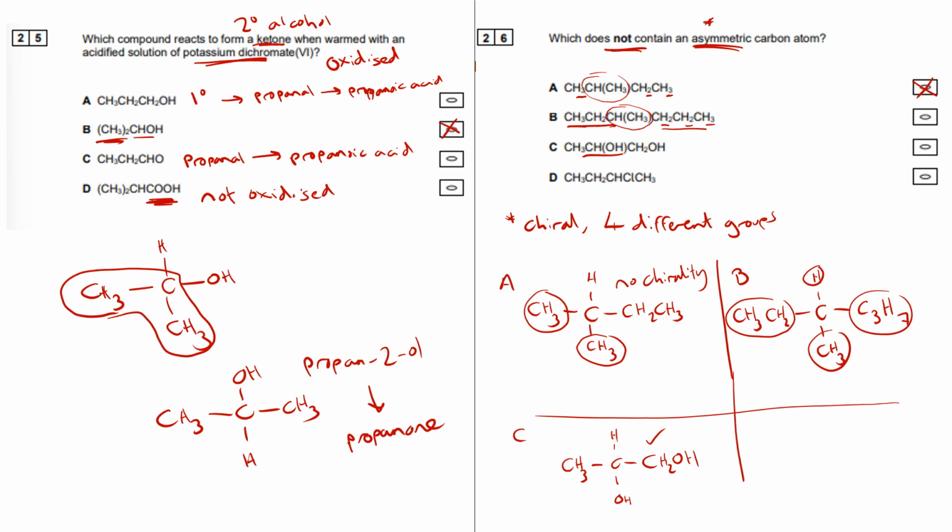And finally, compound D, you've got an H and a Cl, got CH3, and you have a CH2 CH3. So you have 4 different groups attached once again. So A is the only one with no asymmetric carbon.